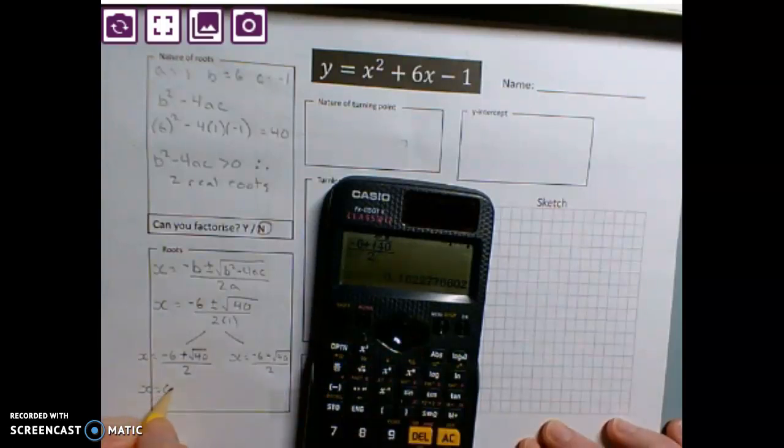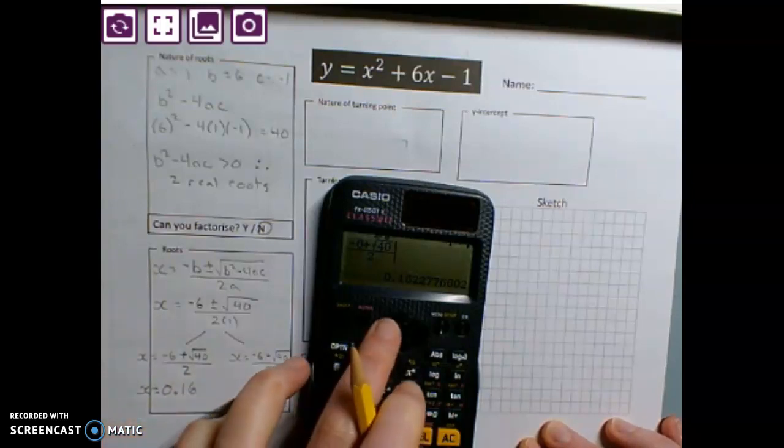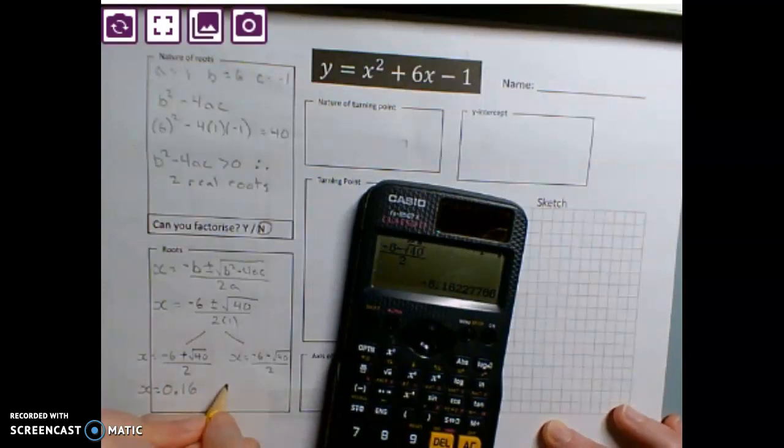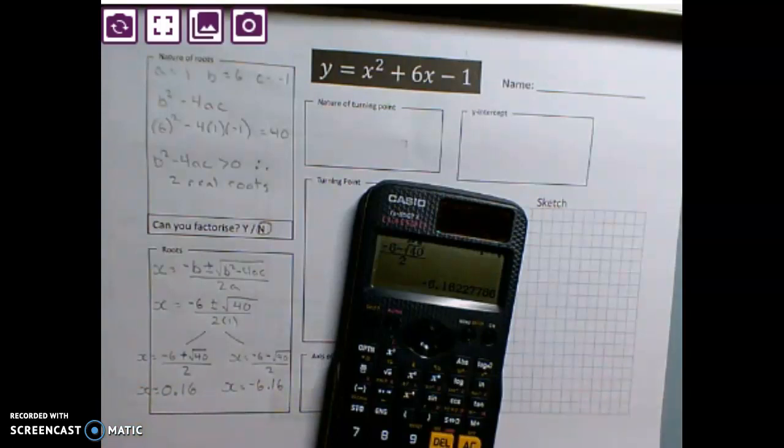And this will be 0.16 to 2 decimal places. Then I'll press this arrow, go back, and do minus. And I get negative 6.16 to 2 decimal places. So I have found my two roots. I found where it crosses the x-axis.